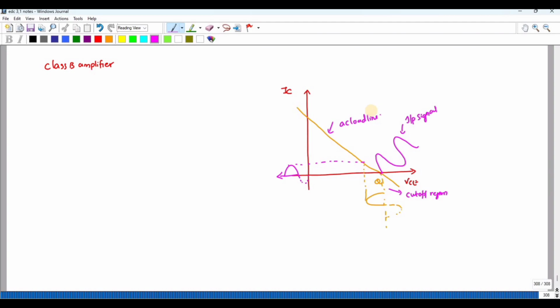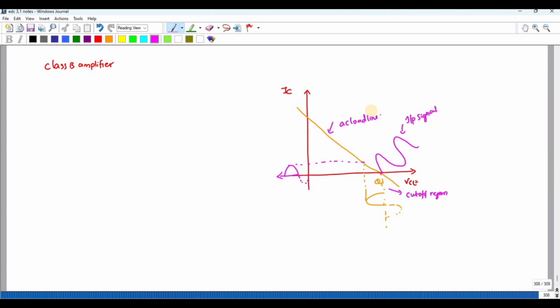With no input signal, the transistor is biased at the cutoff region, and at this point there is no current flow through the transistor, hence there is no power dissipated by the transistor. However, when the signal is applied, the transistor handles an average current which increases for larger input signal. This is contrary to the Class A amplifier, in which the power dissipation is maximum with no input signal and minimum with large input signal.